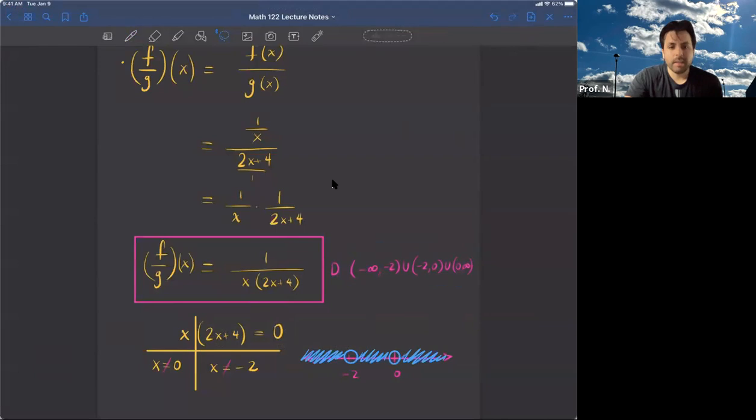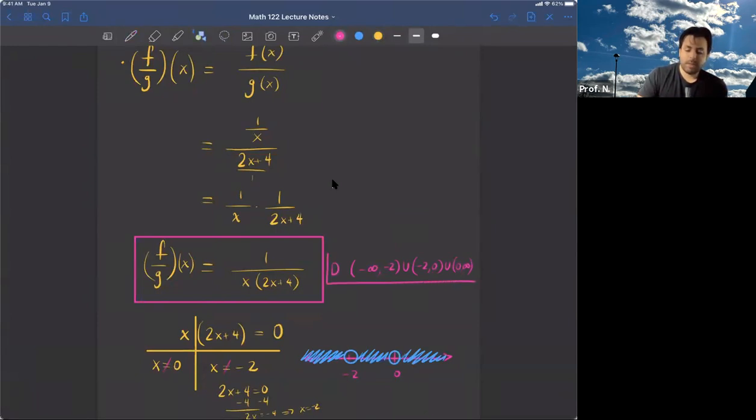The reason why it's negative 2 is because when you solve 2x plus 4, I'm pretty sure, right? When you solve it, you subtract 4 and get 2x equals negative 4, and you divide by 2, you get x equals negative 2. Because 2 times negative 2 is negative 4, plus 4, which is equal to 0. Right? So this is my domain.